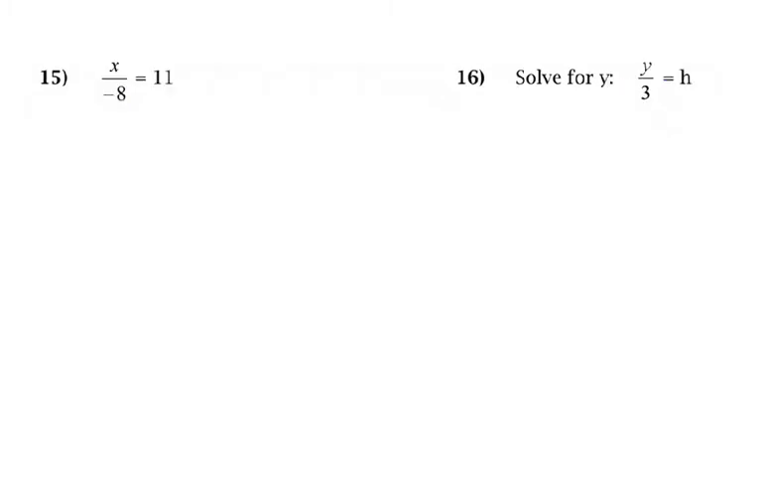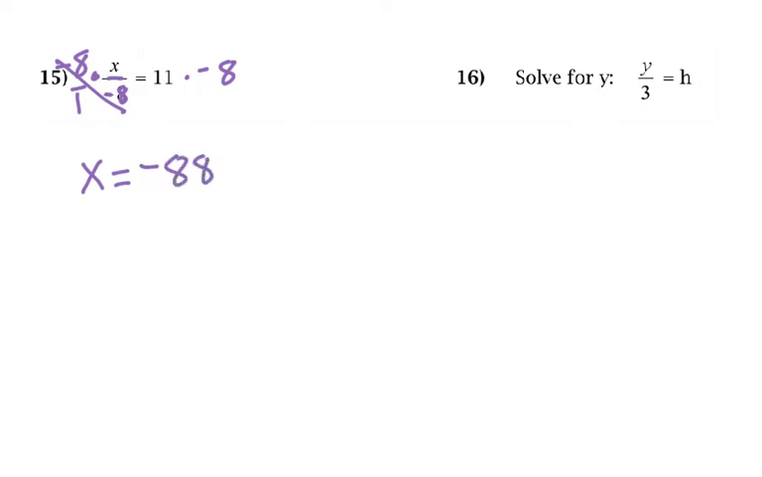So why don't you go ahead and pause the video, do number 15 and then number 16, and see if you get the right answer. Okay, for number 15, you're going to multiply both sides by negative 8 because it says divide by negative 8, so we're going to do the opposite to solve, because when you solve, you do the opposite operation. So I'm going to have x is equal to 11 times negative 8, which is negative 88.